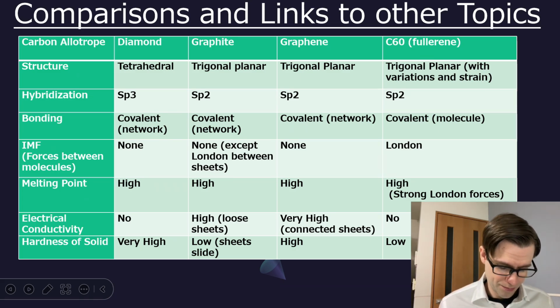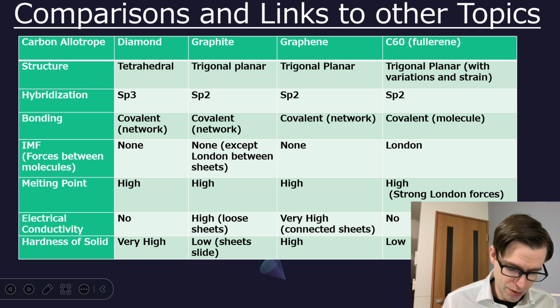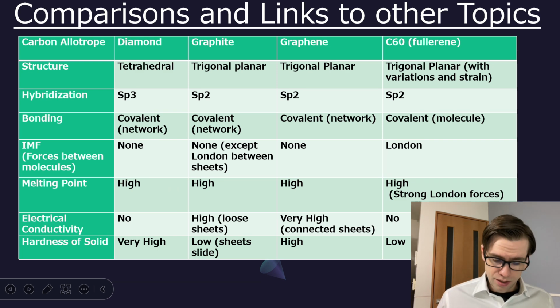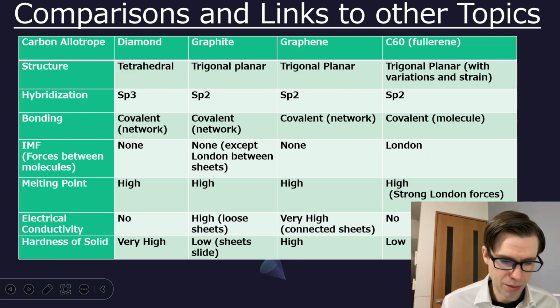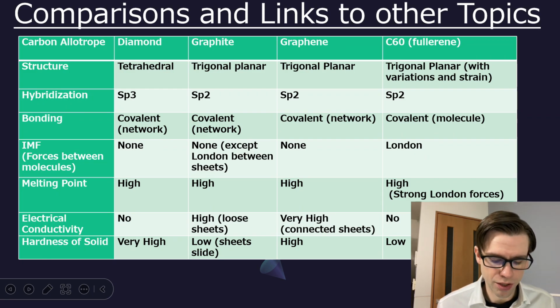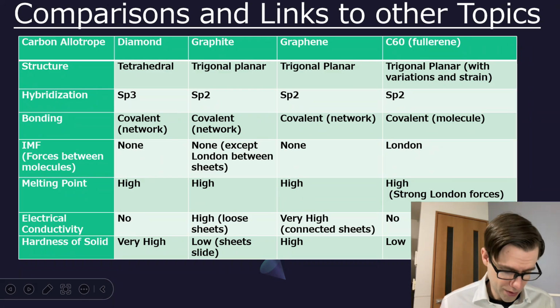Conductivity, diamond, bad conductivity. Graphite, pretty high. Loose sheets can conduct electricity through delocalized electrons. Graphene, very high. You can imagine it as a bunch of connected sheets or just one large sheet. And bad conductivity in C60 Fullerene. They are molecules where there's not a clear pathway for electrons to travel or charged particles to conduct electricity.